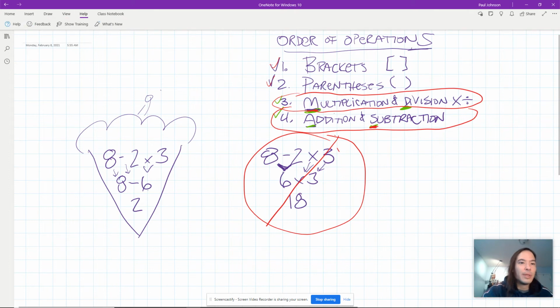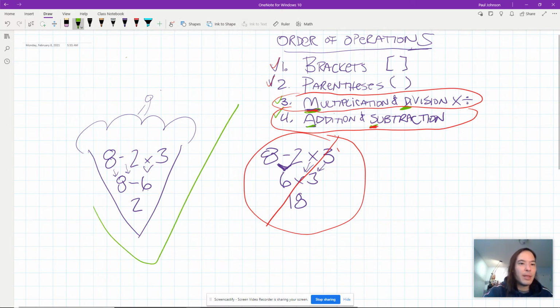So on this one, they subtracted before they multiplied, and on this side, they multiplied before they subtracted. So this one is a big fat check. Hooray. Yay. This is correct because they multiplied first. And then this one over here on the right is no good because they subtracted first. And you have to multiply and divide before you add and subtract.